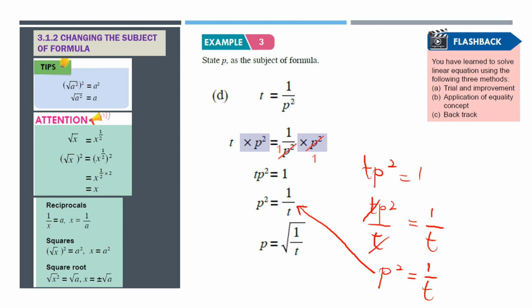Okay, what next is P equal square root of 1 over T. The square here, if you bring it to the right, it will become a square root. So the answer is P equal square root of 1 over T. P as the subject of formula.